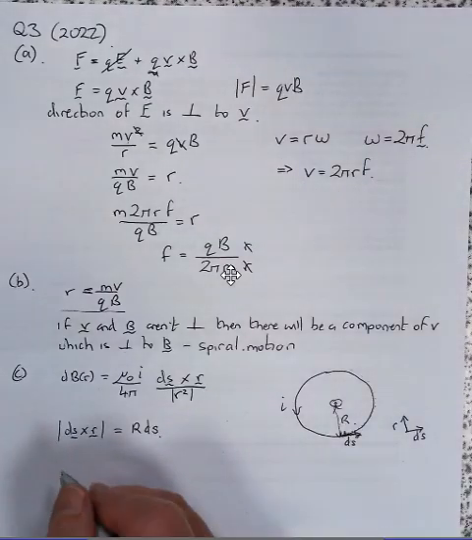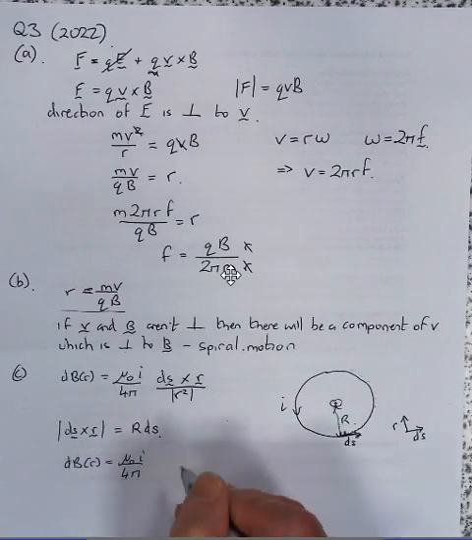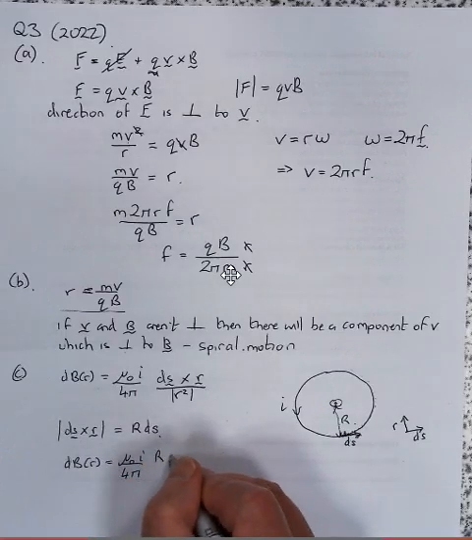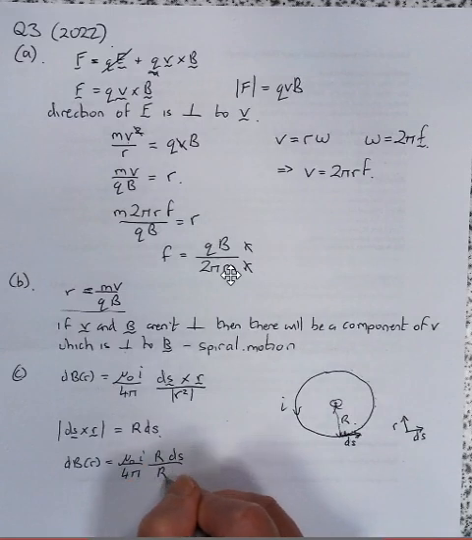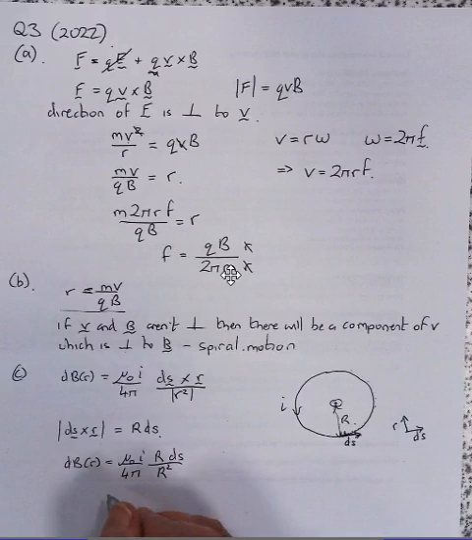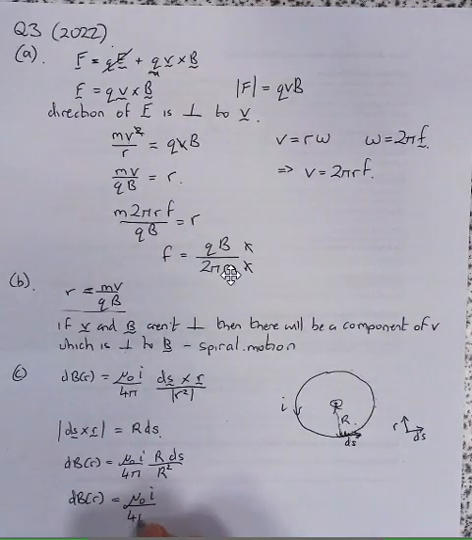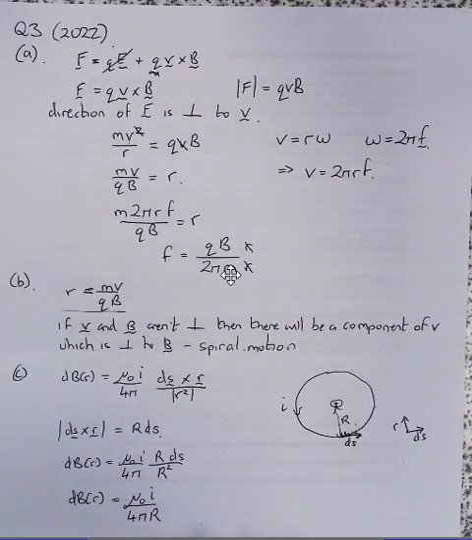Okay, so we'll fill our numbers in. dB equals mu naught I over 4 pi, ds over r squared. And we're going to simplify that down. dB equals mu naught I over 4 pi r squared times ds. All of those are fixed values times ds.